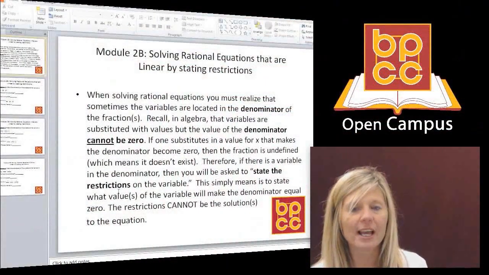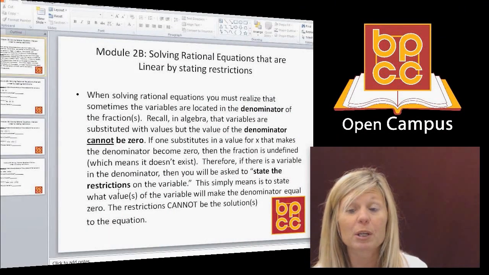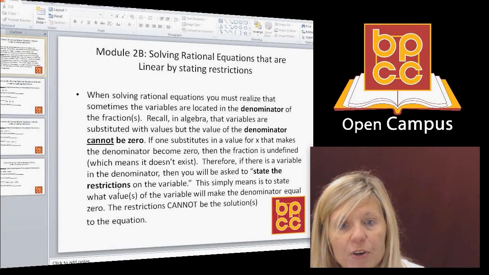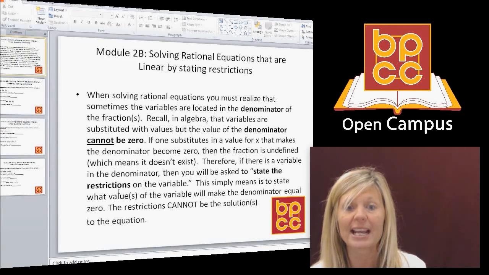No longer is the direction just going to say solve for x. Now the directions are going to say something called state the restrictions. Okay, I'm going to go to the notes so we can talk about that. So in your class notes, it says, sometimes the variable can be located in the denominator of your fraction. You have to understand, remember in algebra, that variable x is supposed to be representing a number.